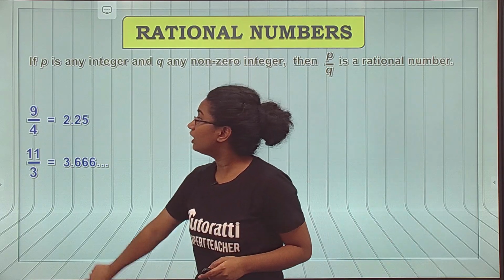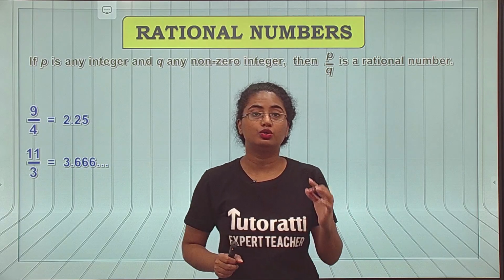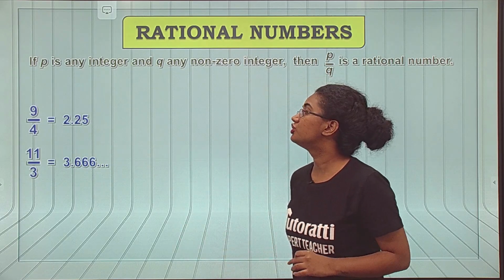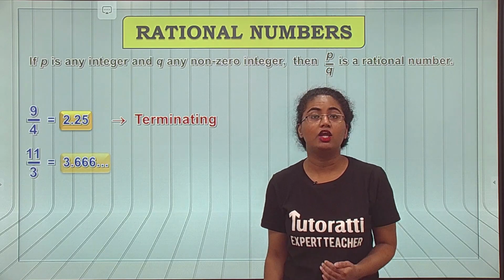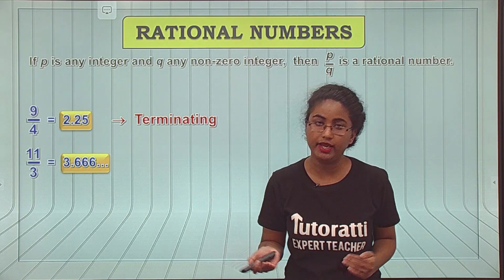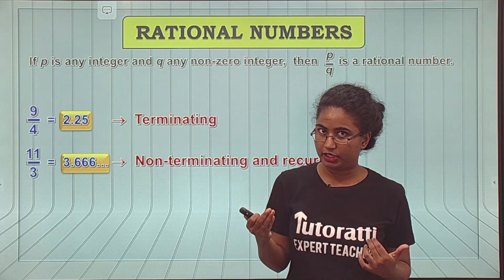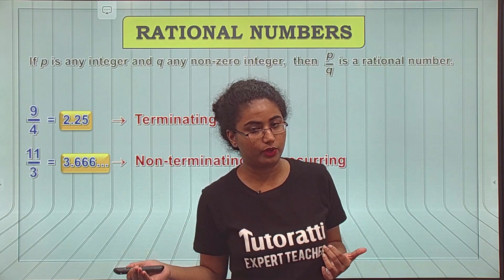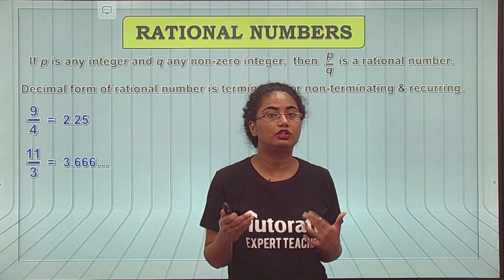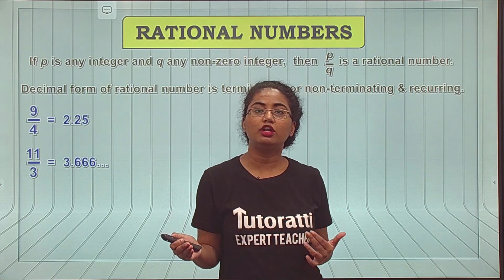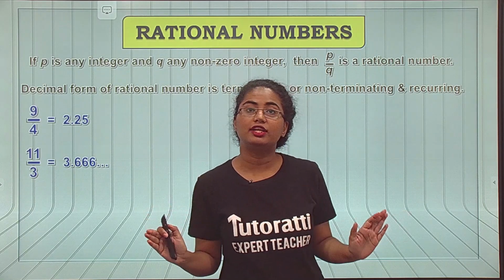Now, as you can see here, 9 upon 4. 9 upon 4 का decimal value क्या है? 2.25. Okay. So this is a terminating type of decimal. The next one, जहाँ पे we do not know कहाँ पे खत्म हो रहा है and one of the digits is repeating again, it becomes non-terminating and recurring type. Okay. So the decimal form where the numbers are terminating or non-terminating and recurring type are known as rational numbers. ये सबको याद रहेगा?